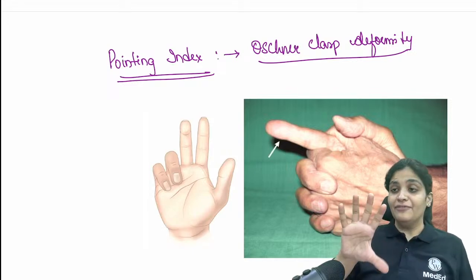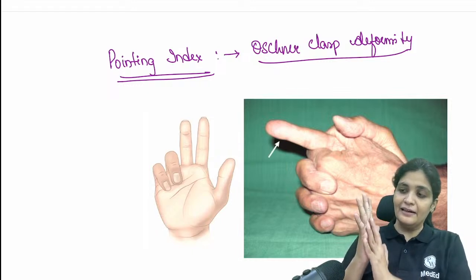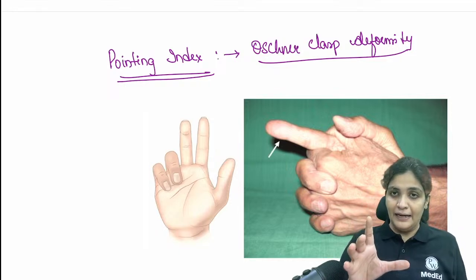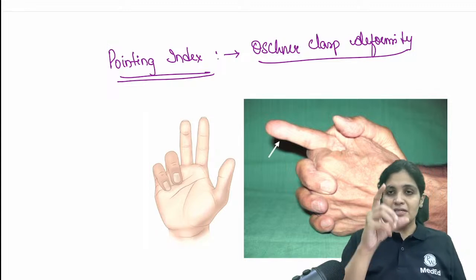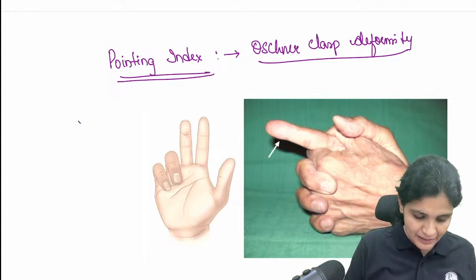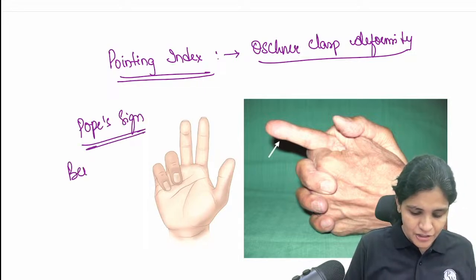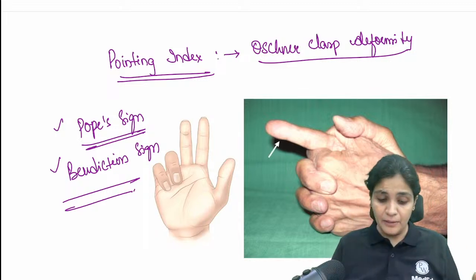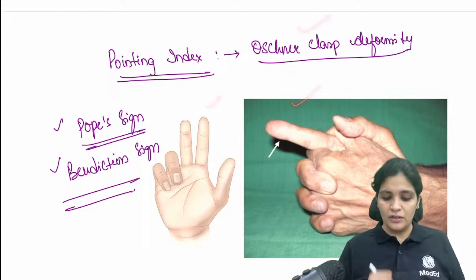Again, I have told you the flexors are a little rearranged because FDP and FDS are the extensions, right? They come here and they divide like this. So that is why the flexors are like this whenever the median nerve has been paralyzed. So when you're trying to make a fist, it comes like this. So this is called the Pope's sign, or the benediction sign. These are all very, very important. You have to remember for the median nerve: pointing index, Ochsner's clasp deformity, benediction, or the Pope's sign.